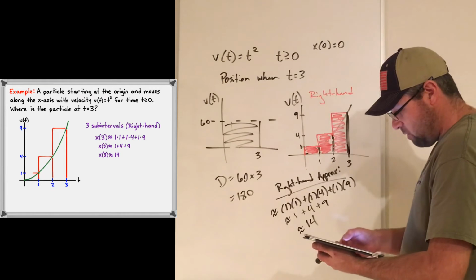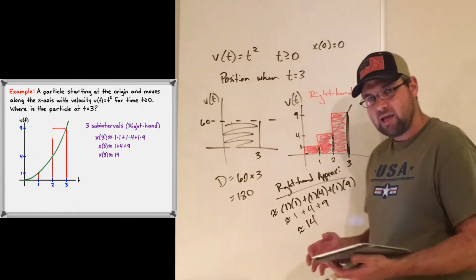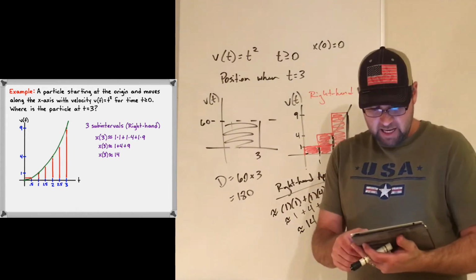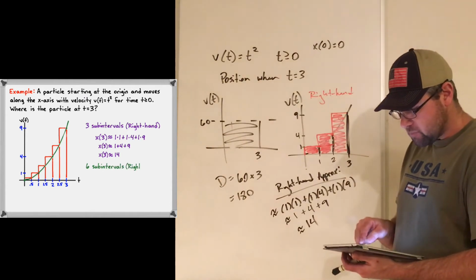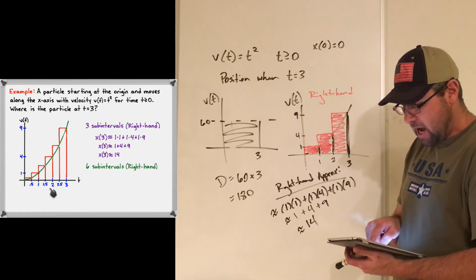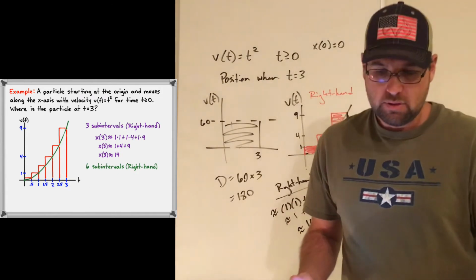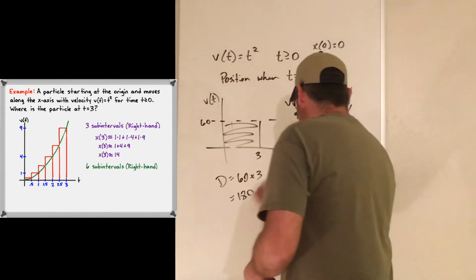Now, if I got rid of that and I wanted to get more accurate, how do I get more accurate? Well, I get more accurate by cutting it into smaller rectangles. And you can see here that what I did was, instead of looking at 3 subintervals, I looked at 6 subintervals. If I look at 6 subintervals that are all equal in width, how wide is each subinterval?